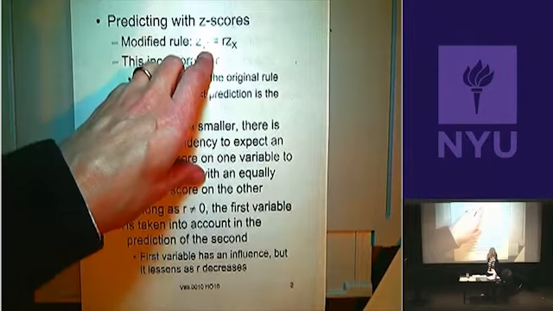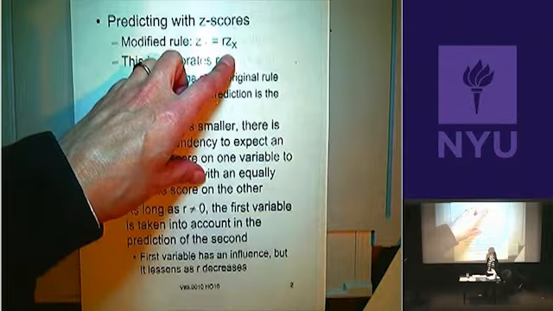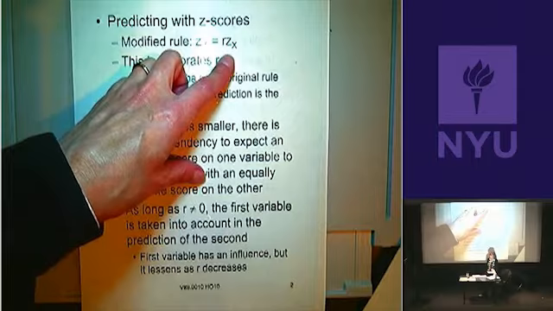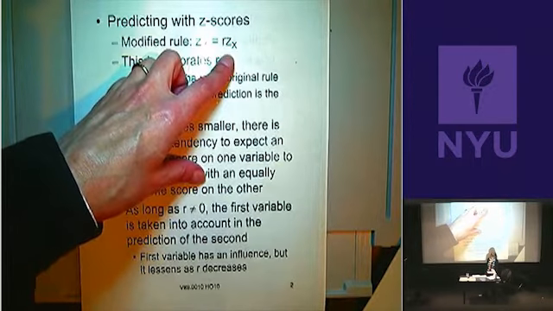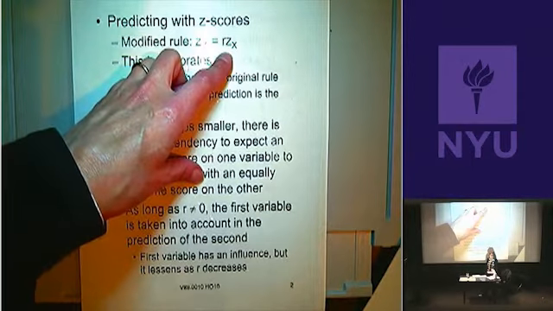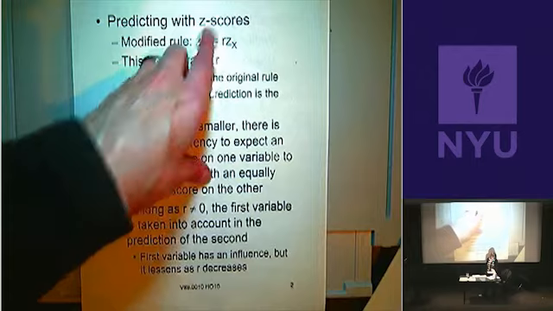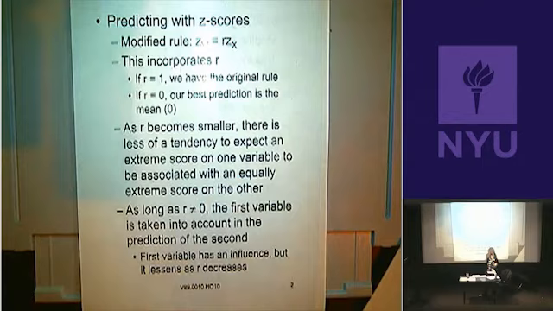Okay? So my modified rule is z of y prime equals r times z of x. I'm modifying this rule by the strength of the relationship. So if my correlation is perfect, let's say 1, then z of y prime is going to be z of x. That's what we said before. But if it's not, it changes this a little. Now, if your correlation is 0, there is no relationship, then let's take a look at what that is, because that's an important little concept.